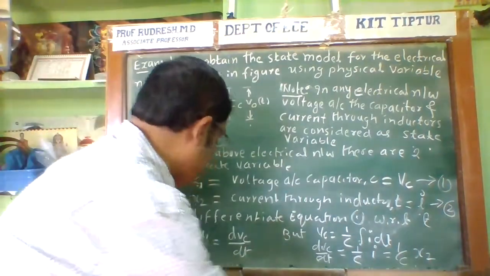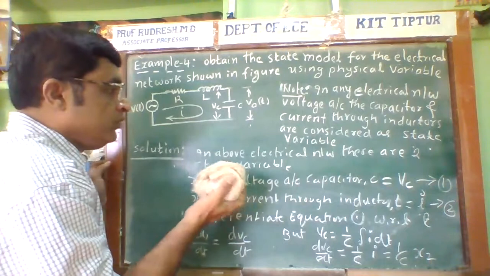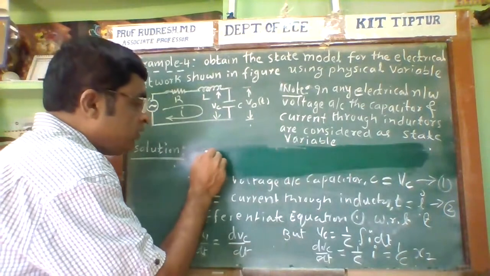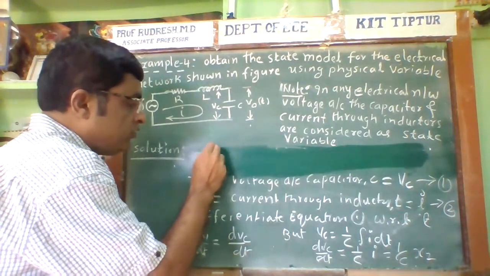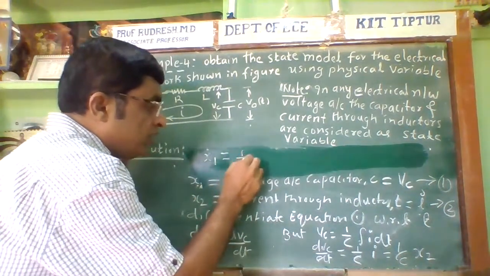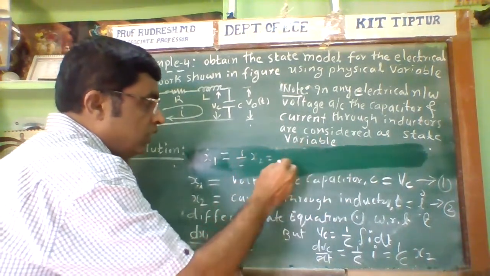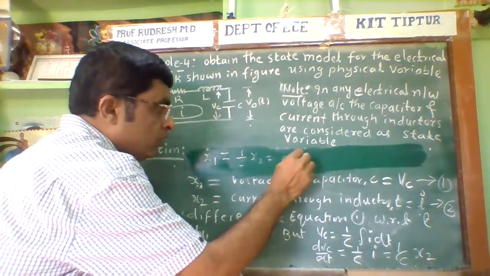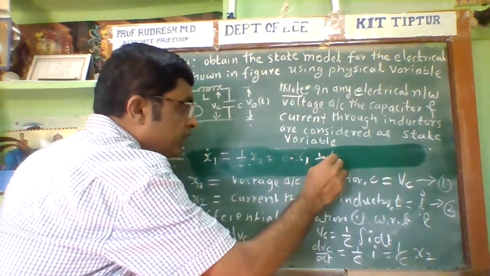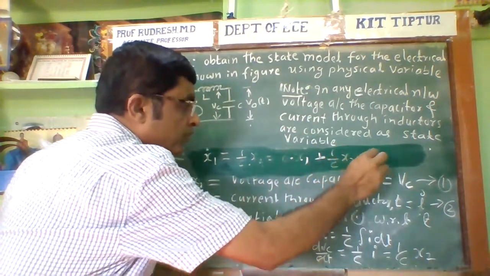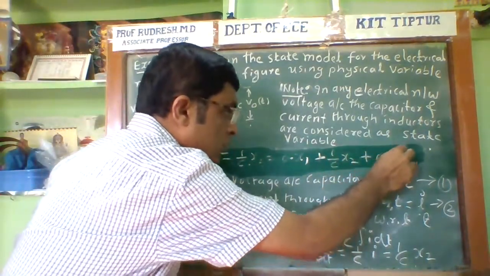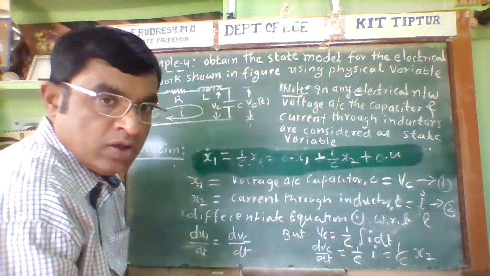Now, what is the state equation? We need to write x1 dot. x1 dot is equal to 1 over C into x2. This can be written as 0 into x1 plus 1 by C into x2 plus 0 into u. The input is also present.